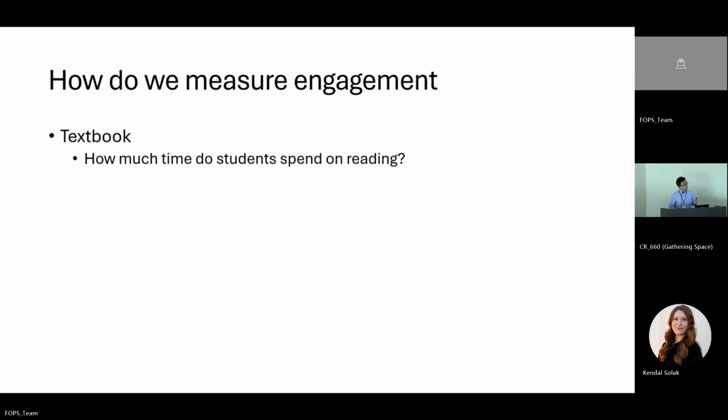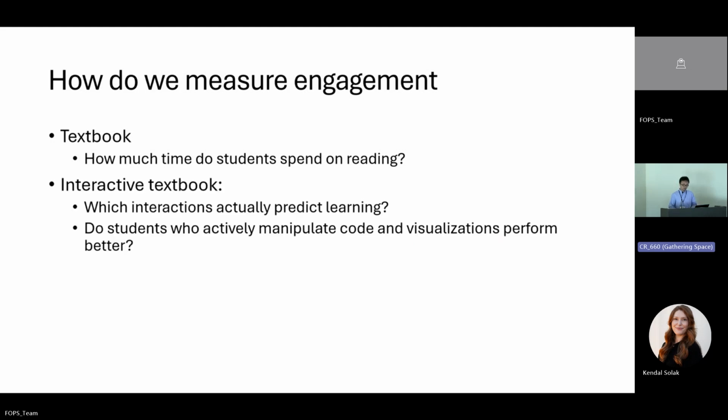So for textbooks, the only approach we can measure their learning is to think about how long they spend on reading. But if we have interactive textbooks, we can do a whole lot more. We can ask ourselves questions like what interactions actually predict learning, or in what kind of ways they actively manipulate the code and visualizations.